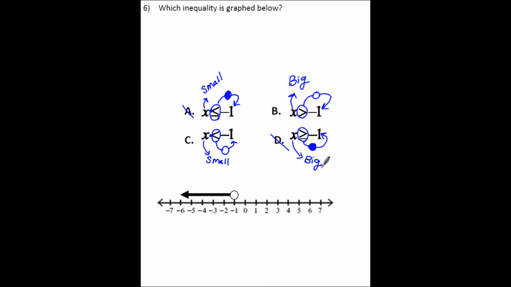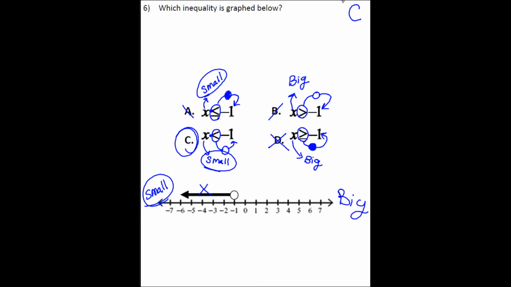So if we look at the number line, the smaller side of the number line is to the left, and the bigger part of the number line is to the right. And the arrow is pointing to the small side. So A and C are pointing to the small side, and D and B are pointing to the big side. So those are not good choices. C is the only one that has the open circle and x pointing to the smaller side.